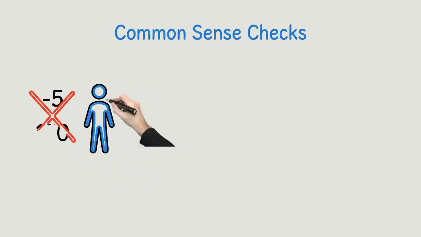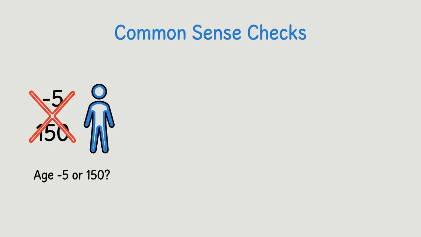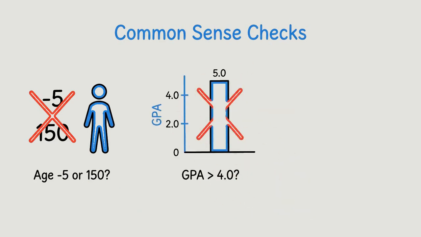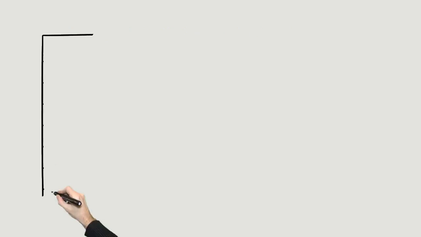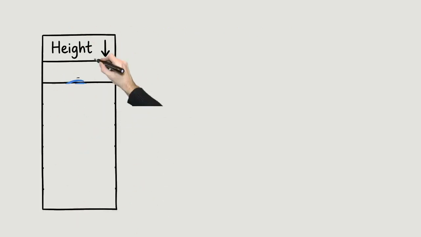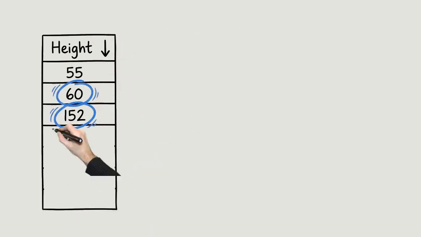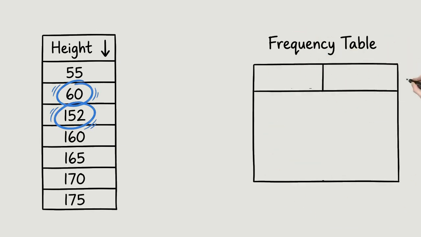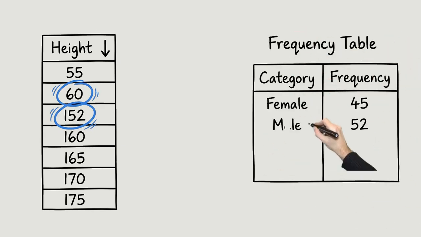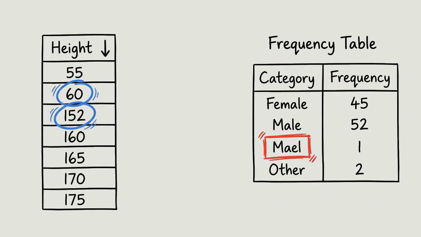Ask what values are even possible. Ages shouldn't be negative or 150. GPAs shouldn't be above the scale. Absences can't exceed the number of class meetings. In a spreadsheet, simply sorting a column often reveals problems instantly, like inches mixed with centimeters or percentages typed where GPAs belong. For categorical data, make a frequency table. Typos and one-off categories jump out right away.